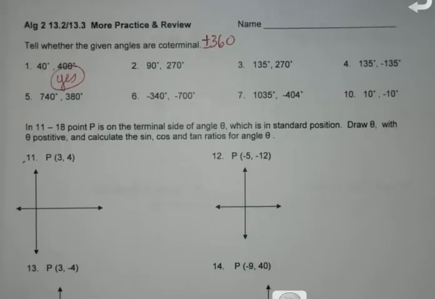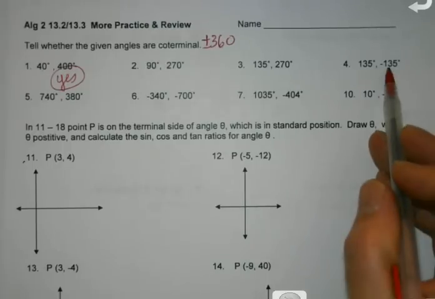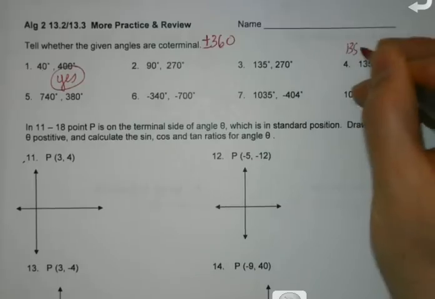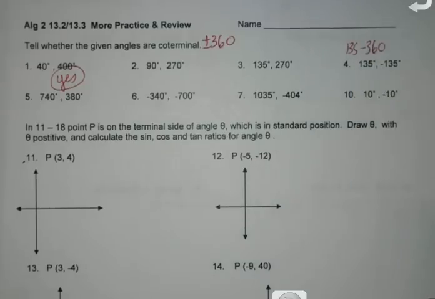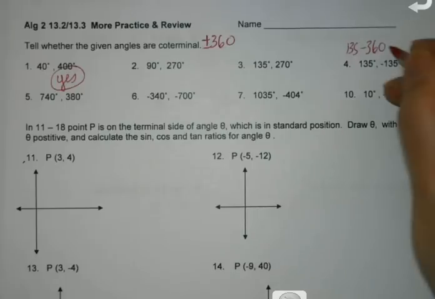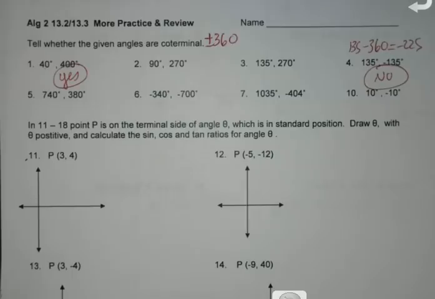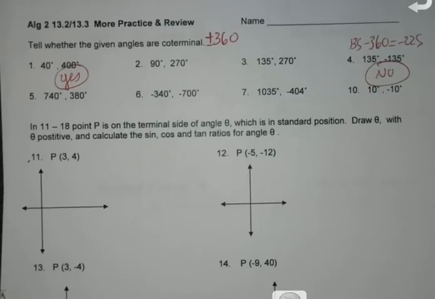Well, let's see. 135 to negative 135. So it looks like it would be the minus on this one. Is 135 minus 360 going to get me negative 135? No. Nope. You either can go that direction or you can't.